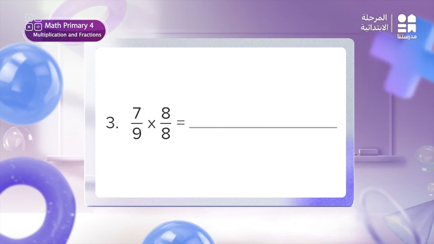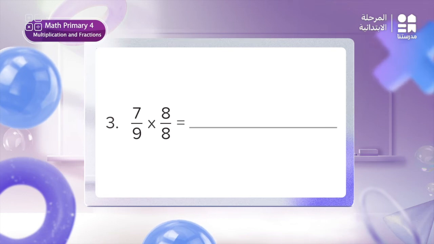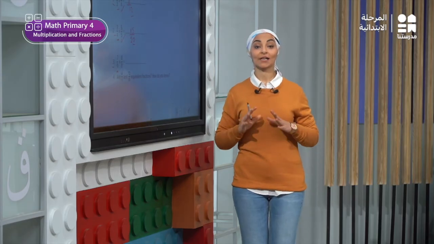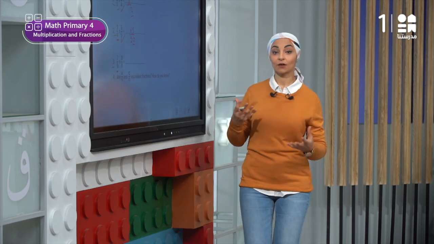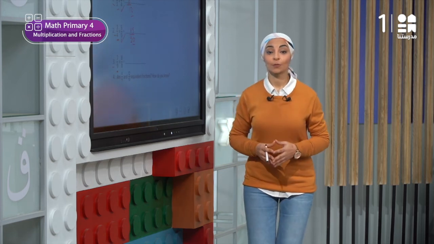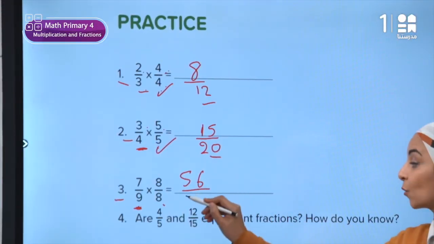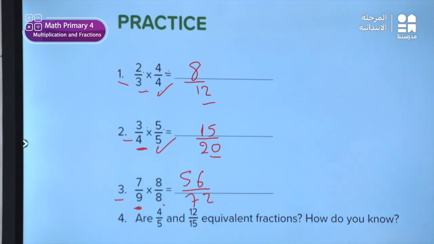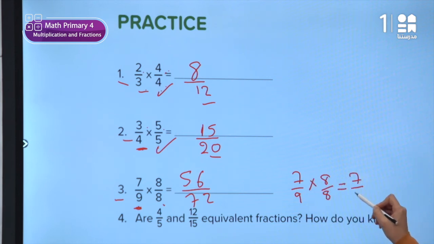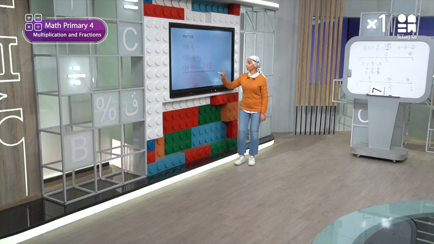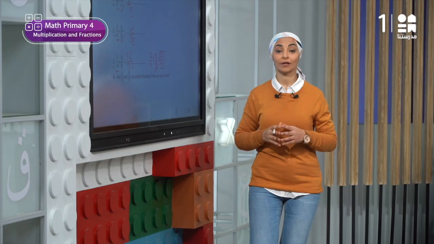Okay, now let's move to problem number 3. Problem number 3, he wants me to multiply 7 over 9 times 8 over 8. We will apply the same steps we have been doing. 7 times 8 and 9 times 8. The answer will be what? 56, because 7 times 8 is 56, and 9 times 8 equals 72. Right? And also if someone tells me the answer equals 7 over 9, it is right. Why? Because I multiply 7 over 9 times the whole one, which is 8 over 8.